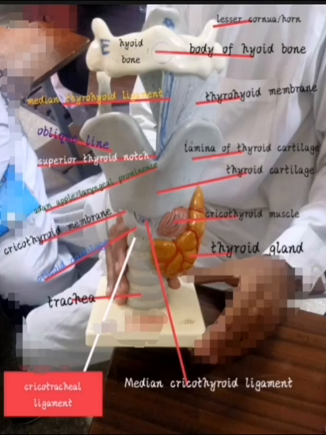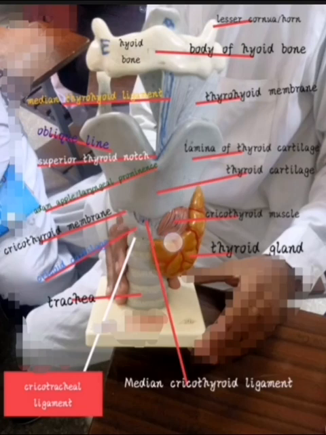So now you know about the hyoid bone, the thyroid cartilage, the thyroid gland, you know about the trachea, you know about the thyrohyoid membrane, you know about the median thyroid ligament, right? And you know about the oblique lines, thyroid notch, superior thyroid notch, and the Adam's apple or laryngeal prominence. These C-shaped structures are known as trachea, but the bigger one just below the thyroid cartilage is known as cricoid cartilage mentioned here. So this is a cricoid cartilage, and this is the thyroid cartilage.